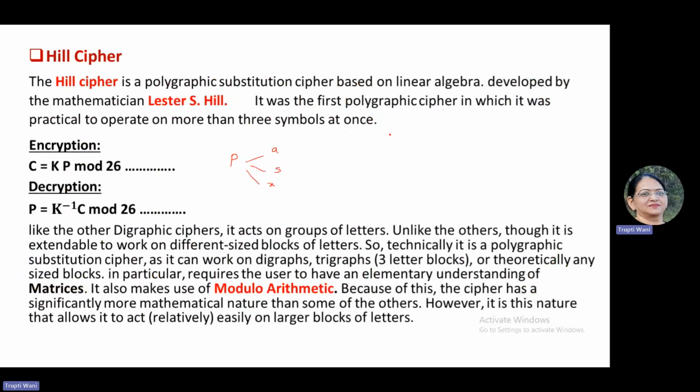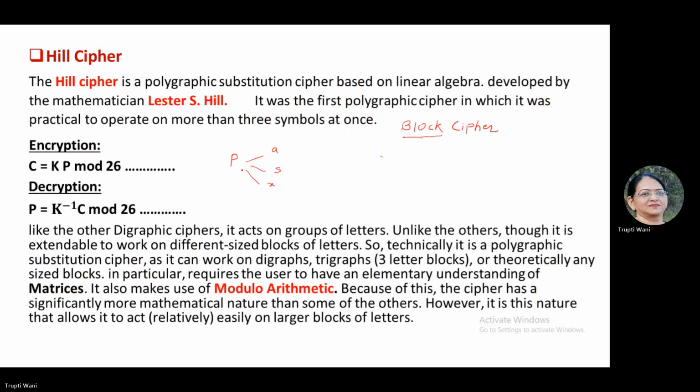It means it is a block cipher. Instead of converting one alphabet, it converts a block of letters, the size of the block depending on the key size. If the key is a 2 by 2 matrix, then the block of plain text is 2 alphabets. If it is 3 by 3, then the block is 3 or more.